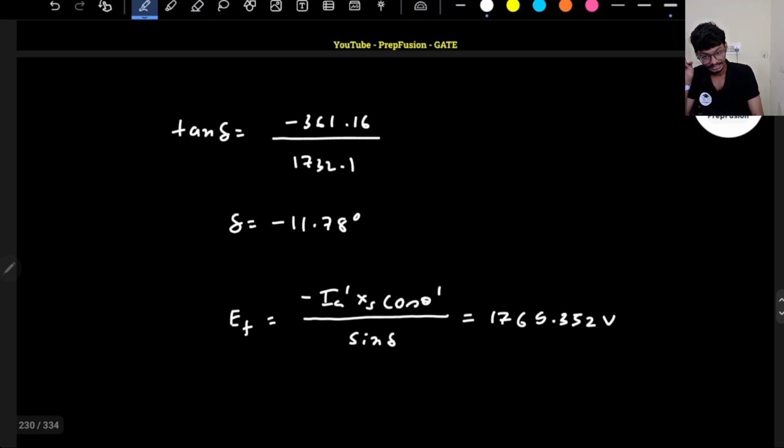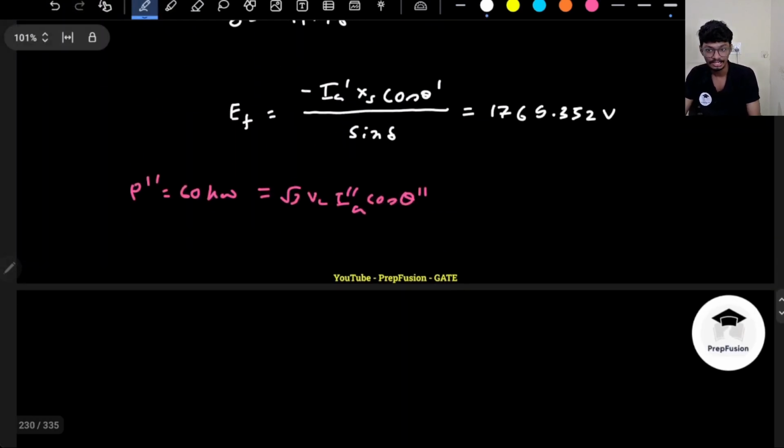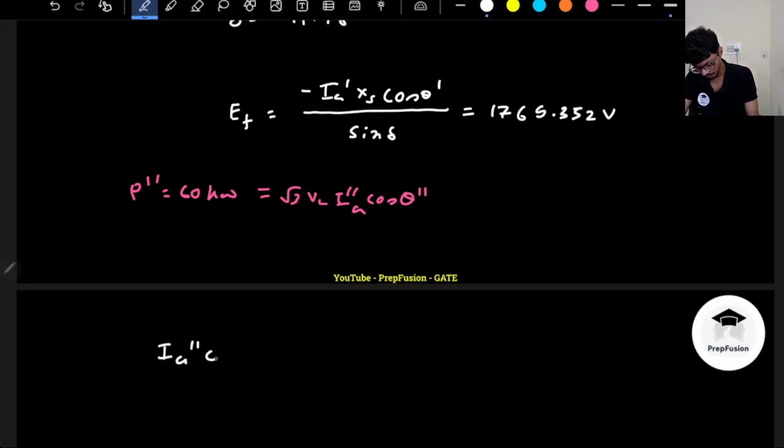Now they're telling me that excitation is constant, I am changing the power. So power P double dash has changed to 60 kilowatts, right? So basically what is it equal to? It is equal to root 3 into VL into IL dash into cos of theta double dash, right? So I know what is VL. So from here I can get this information that IA double dash into cos theta double dash will be same. That will not change.